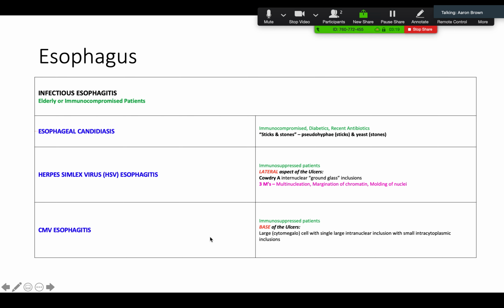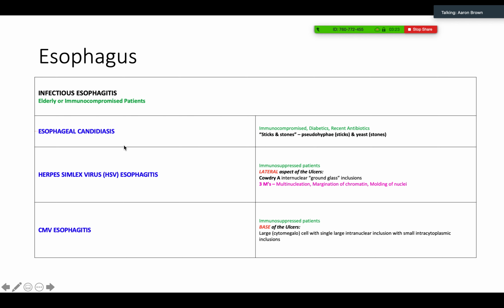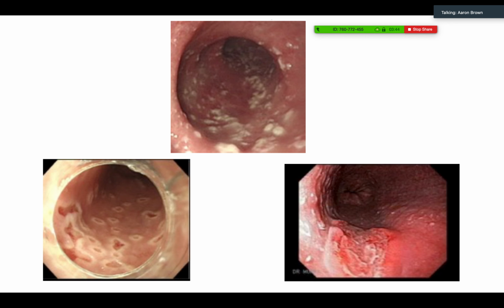So we talked about esophagus, talked about infectious esophagitis, and the three main types you need to know: candidiasis, herpes simplex esophagitis, and CMV esophagitis. These are all going to be found in your HIV patients. It says elderly and immunocompromised, but for the most part, for step one, really look for AIDS. Right? Look for AIDS in the question stem.